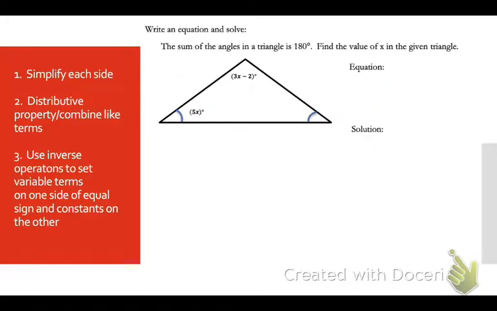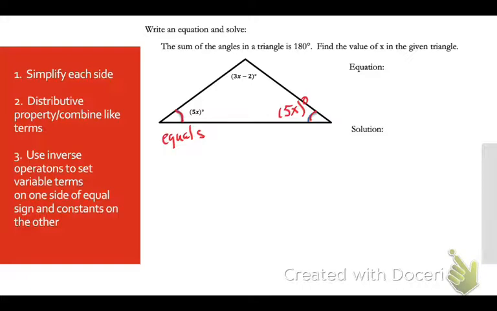Here's an application problem with triangles. It says write an equation and solve. The sum of the angles in a triangle is 180 degrees. Find the value of x in the given triangle. The first thing I want you to notice in the triangle are the bottom 2 vertices. We have a single mark here, and then an expression of 5 times x, some number we don't know. Notice that we have that same mark in the angle over to the right. That indicates that those angles are equal. So this one we could also express as 5x degrees.